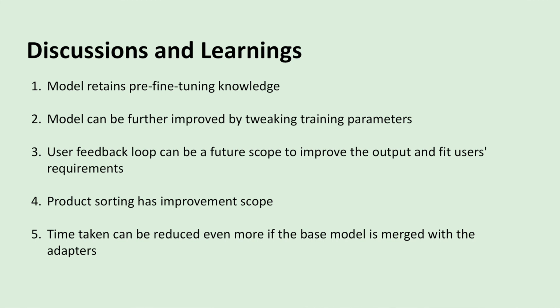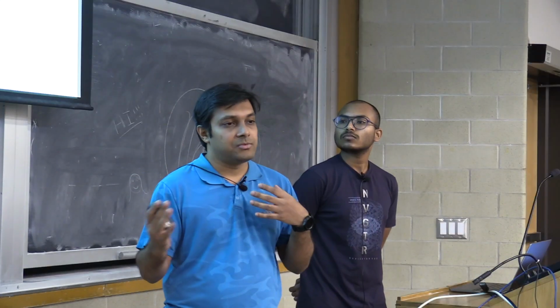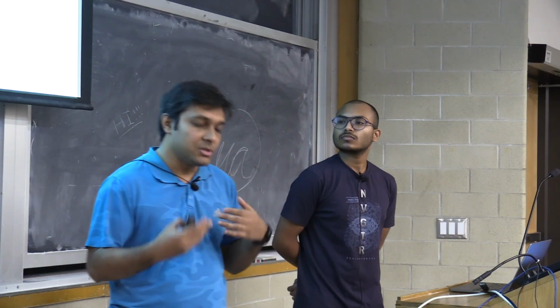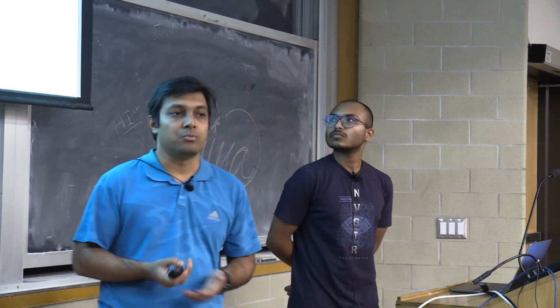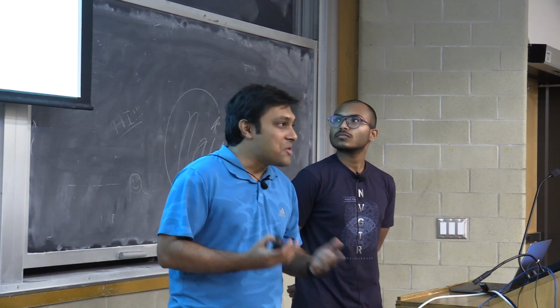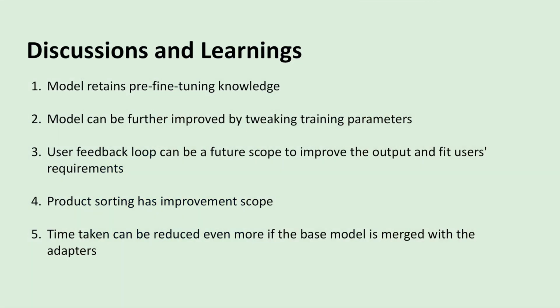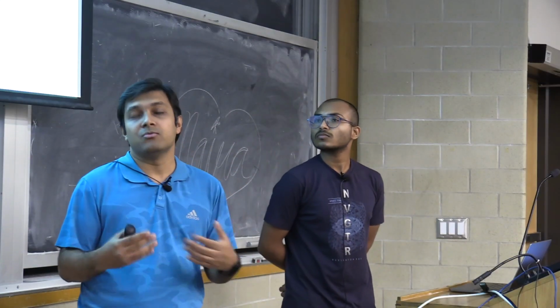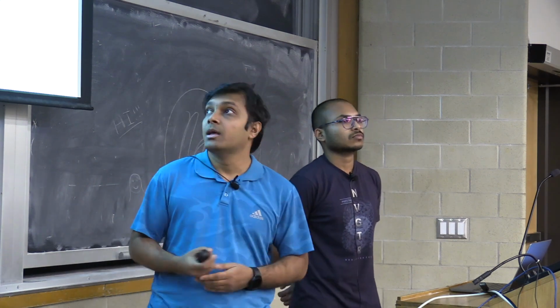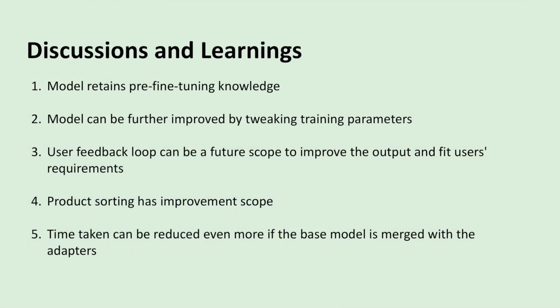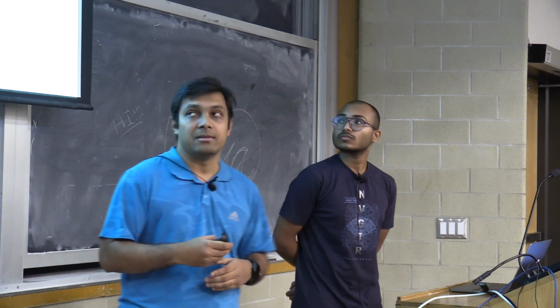What we found is that this model retains the pre-fine-tuned knowledge. We gave certain prompts to it and got the proper outputs from the model itself. We also feel that by tweaking the training parameters, the model can perform better. Also, we can create a user feedback loop. When we are showing the output, the user can mark whether the product is relevant or irrelevant, and we can use that to train the model again.